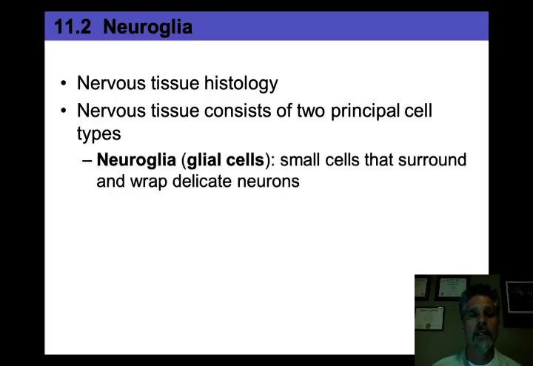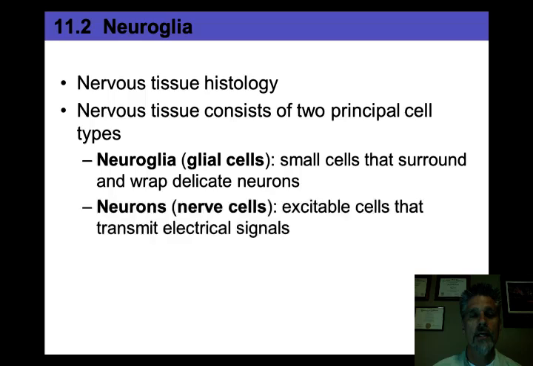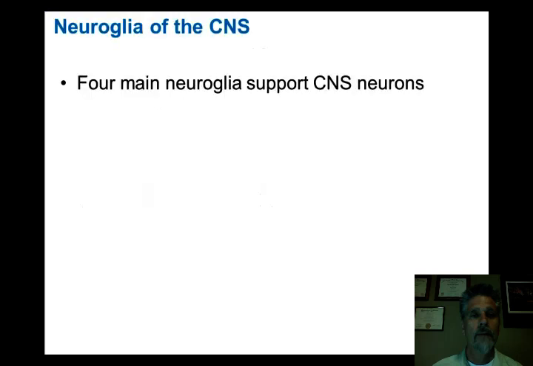There are the neuroglia, or the glial cells, and they have different pronunciations depending on what you call them, but it's the same cells. These are support cells. We'll see that structurally and functionally, these are supporting the other cell type, which are the neurons. The neurons are the actual nerve cells, and these are the ones that are going to be transmitting signals. All right, so let's take a look at these neuroglia.